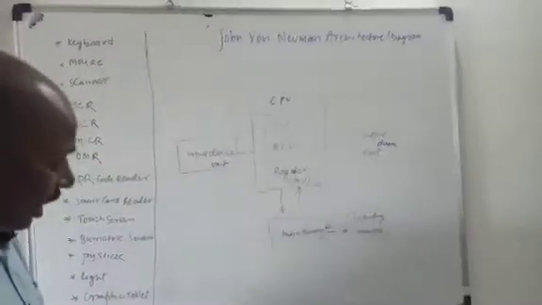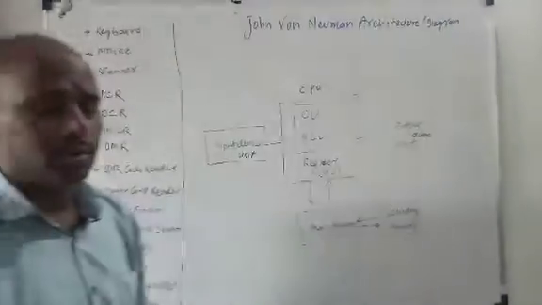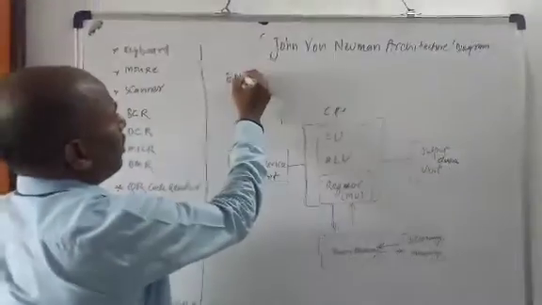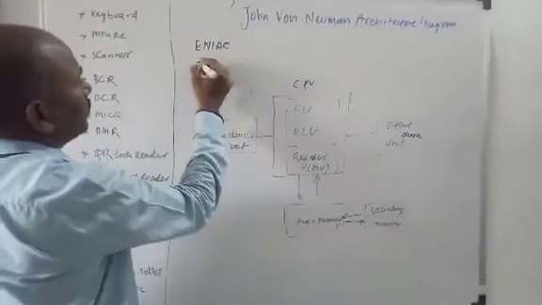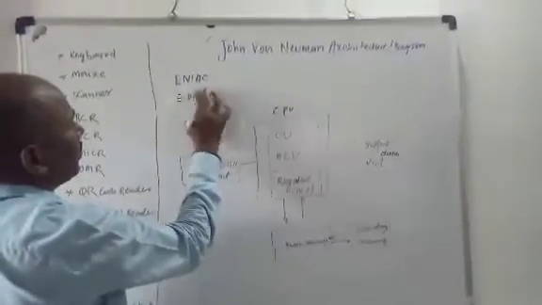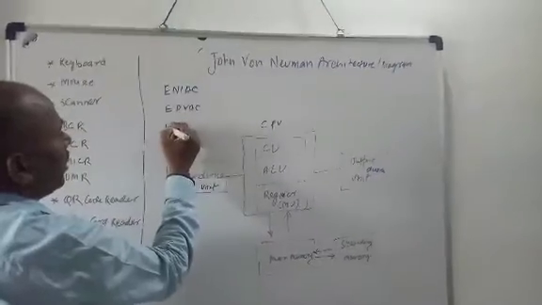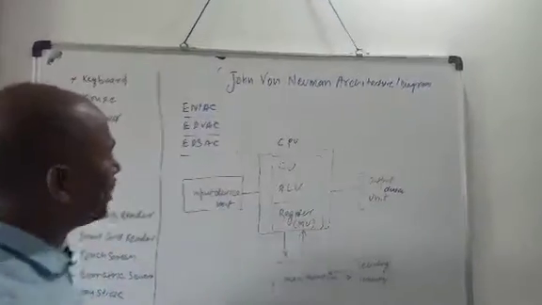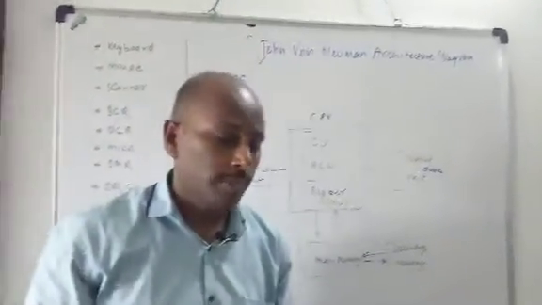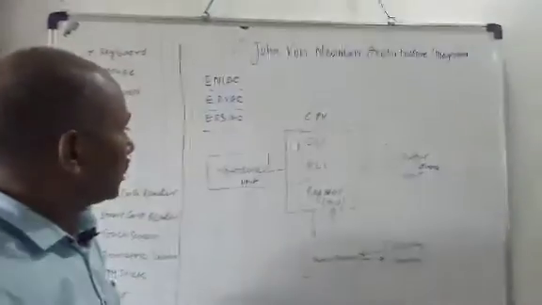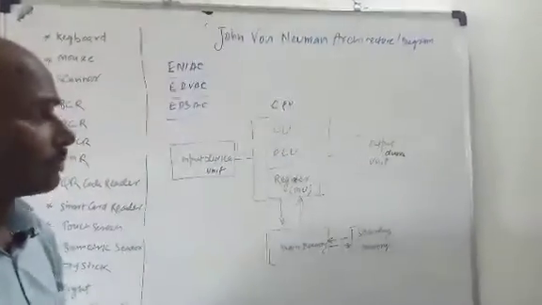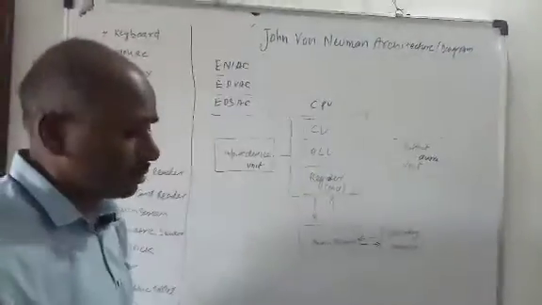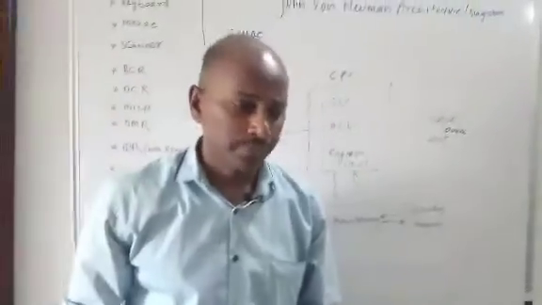Now, I want to add one more thing related to the history of this diagram. ENIAC, EDVAC and EDSAC. You have already studied all these machines in class 7. This ENIAC machine was designed by Presper Eckert and John Mauchly.